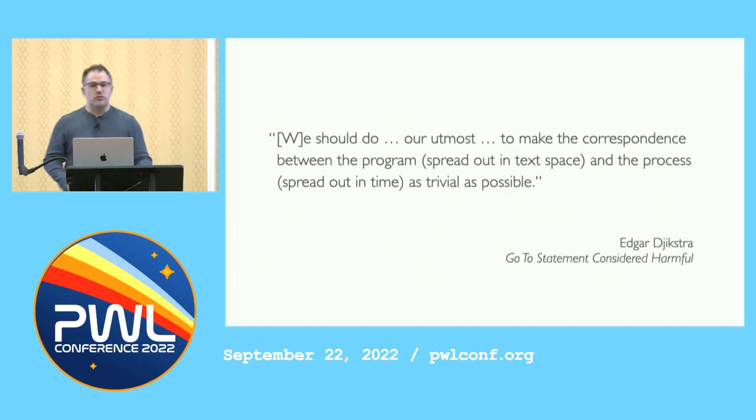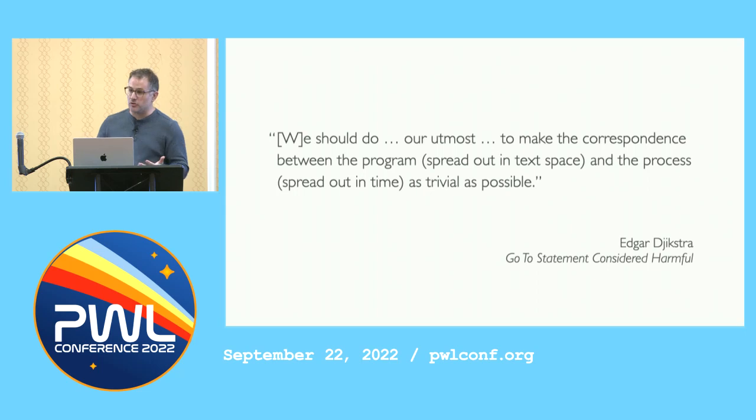So I want to do a textual analysis, and I have these two structures, the state and the trace. Which of the two is most represented in the text of our program? According to Dijkstra, in "Go-To Statement Considered Harmful," we should do our utmost to make the correspondence between the program spread out in text space and the process spread out in time as trivial as possible. So here he's saying we shouldn't use go-to statements.